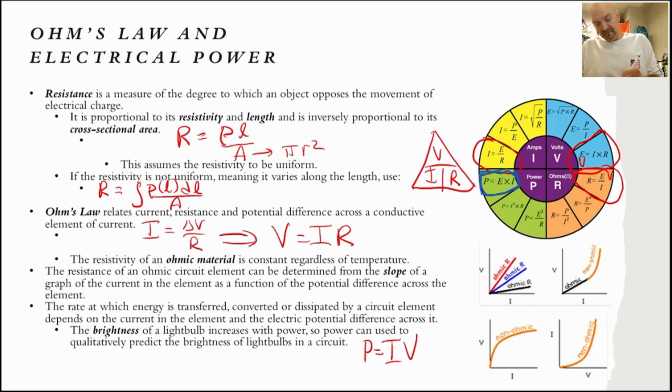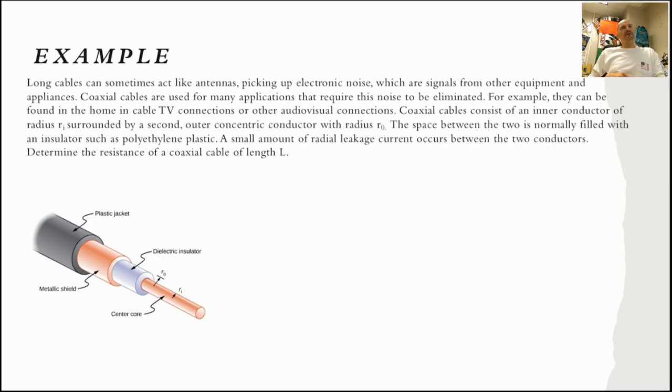So if I substitute in V = IR into this equation, if I substitute I times R for V, I get I squared R. And if I substitute in V over R for I, you end up with V squared over R. You can see those equations show up on our little dial there. That dial would be beneficial if you made a copy of it to put into your notebooks. All right, so let's look at an example.